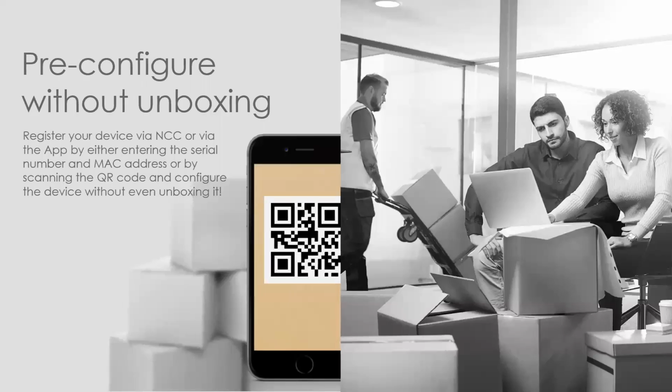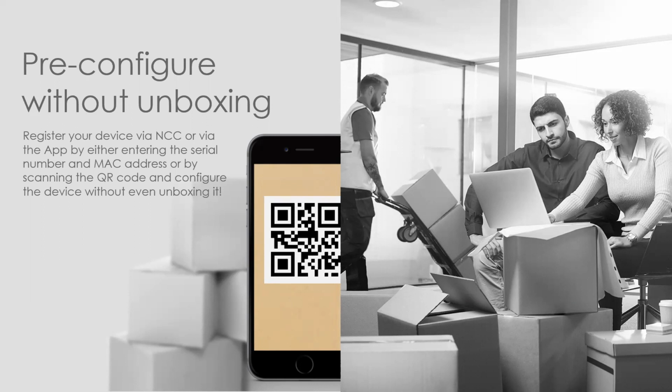So as I mentioned before, to assign a device to a customer or to one of their sites, you simply scan the QR code that can be found on the outside of the box. The QR code can also be found on the belly label of the product itself. You simply scan that and assign it to your customer.